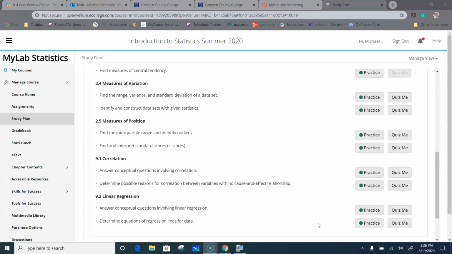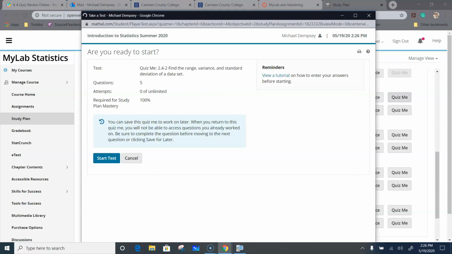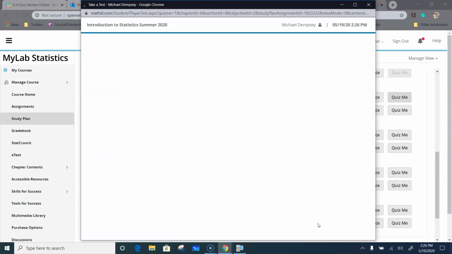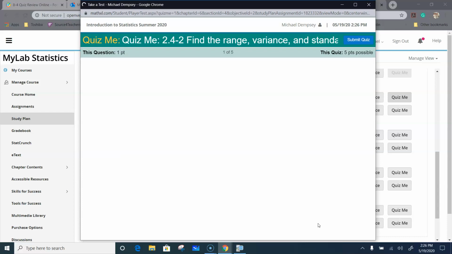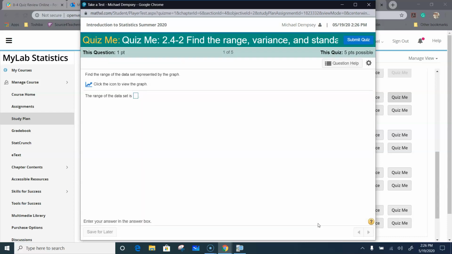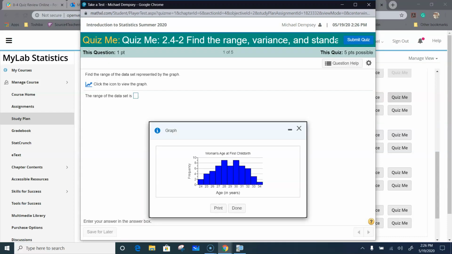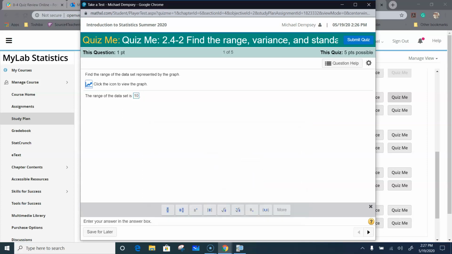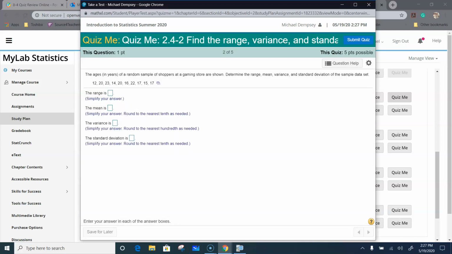Find the range, variance, and standard deviation. Again, we'll lean on our one-variable stats on our calculator for these. They give us a list of numbers, and we'll enter them in the calculator. Here we're going to have to click on the graph. The range of the data set looks like it goes from 34 to 24. So if we subtract 34 minus 24, that range would be 10. Range is max minus min.